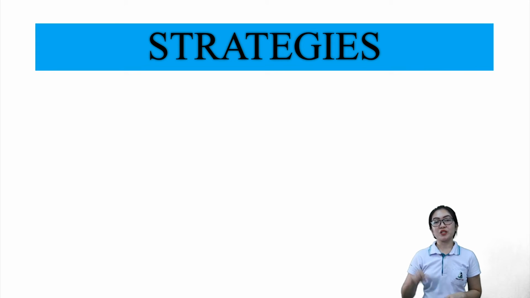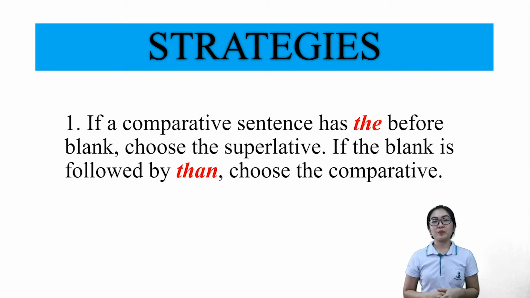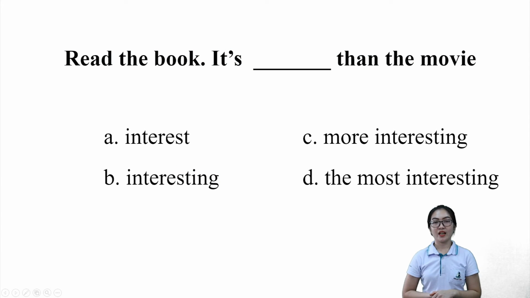Now, let's go to our strategies in answering the TOEIC exam regarding comparison of adjectives. Strategy number 1. If a comparative sentence has the before the blank, choose the superlative. If the blank is followed by than, choose the comparative. For example, read the book. It's blank than the movie. A. Interest. B. Interesting. C. More interesting. Or D. The most interesting. This sentence used the word than, so the missing word is the comparative adjective more interesting.